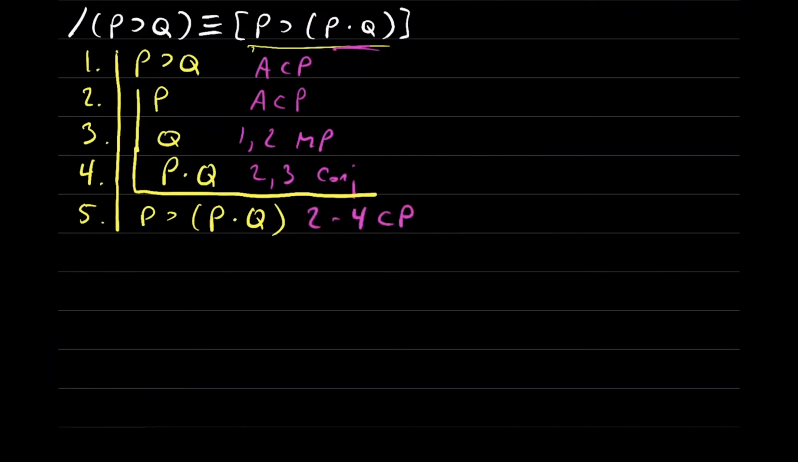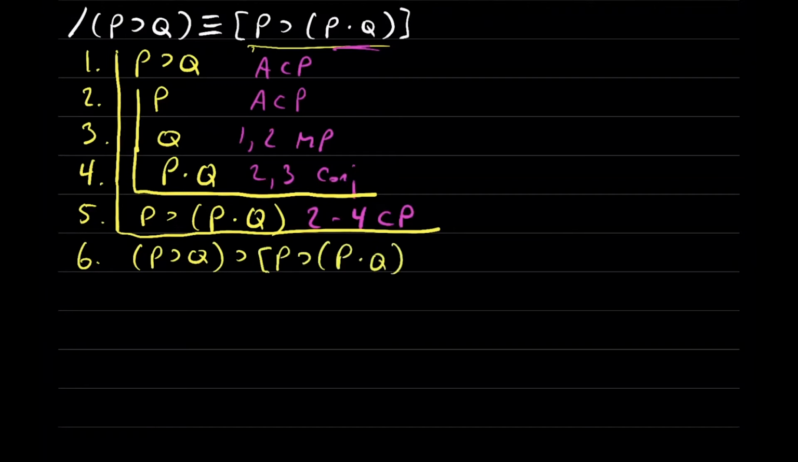Now look what I've accomplished. I've shown that if I assume P implies Q, in other words, the left side of that biconditional, I can derive the right side of that biconditional inside this conditional proof sequence. So I'm going to close off this conditional proof sequence. Line 6 will be outside the scope of both sequences. If we assume P implies Q, then we can get P implies P and Q. And that's going to follow from line 1 through 5 by conditional proof.